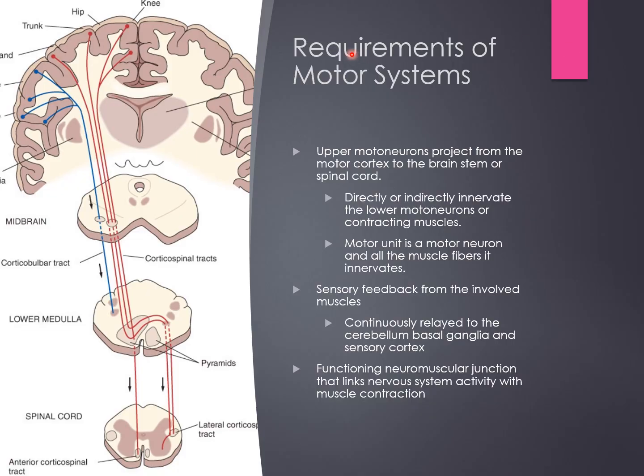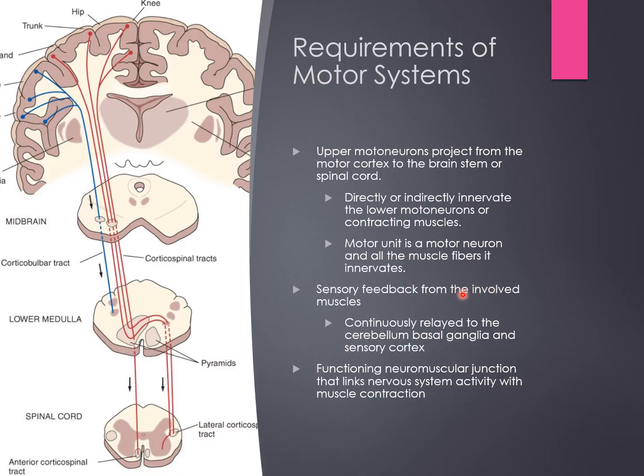So a little bit more about the requirements of a motor system. The picture here shows the motor cortex is here. Upper motor neurons project from that motor cortex to the brainstem or spinal cord. And you can see that here, the areas indicated in blue. You can see those upper motor neurons projecting from the motor cortex down through the brainstem and into the spinal cord. And those upper motor neurons can either directly or indirectly innervate the lower motor neurons or the contracting muscles that they control.